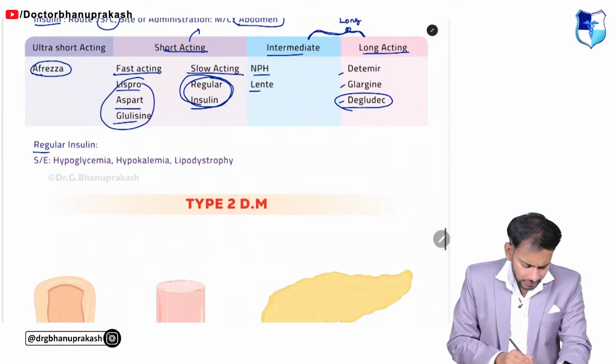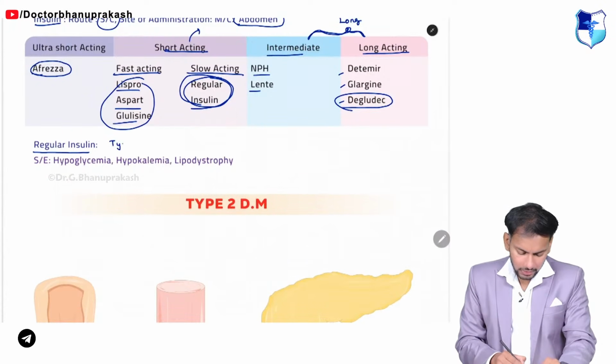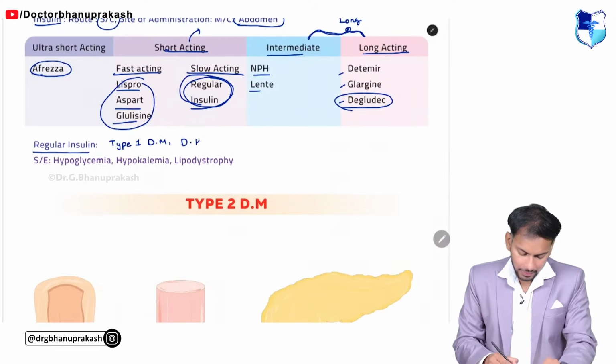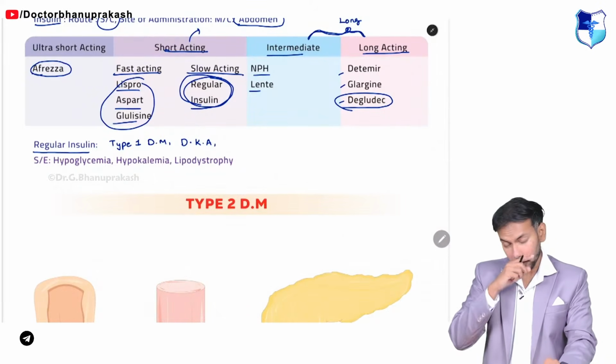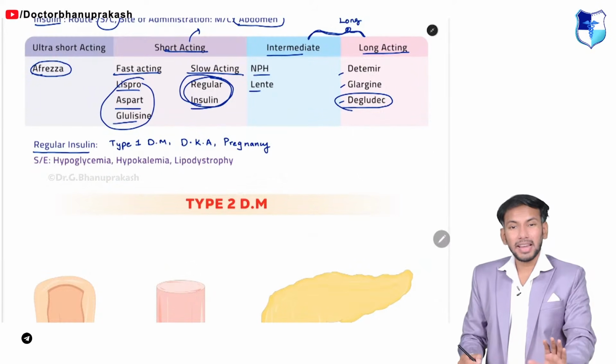Got it? Where is this regular insulin used? This regular insulin is generally used in type 1 diabetes mellitus. Yes, and it is also used in diabetic ketoacidosis. It can also be used in pregnancies. Yes. Now, what are the side effects of this?